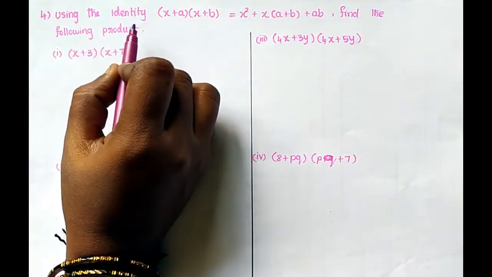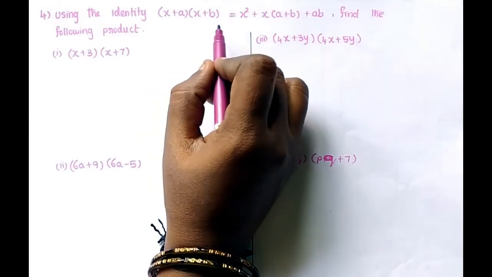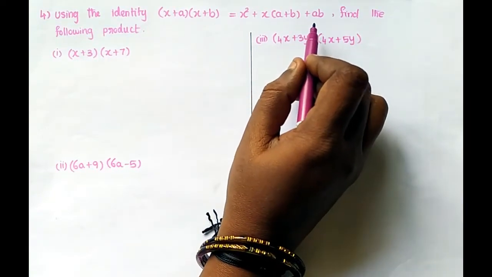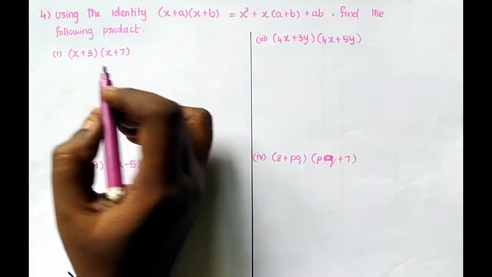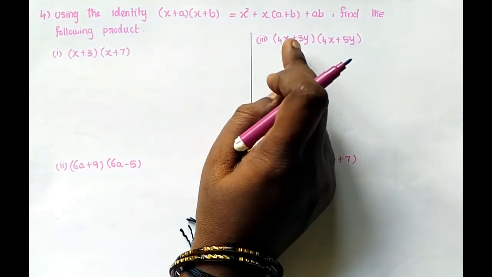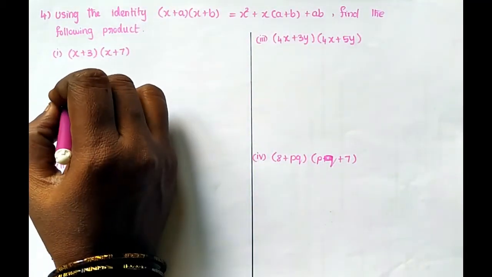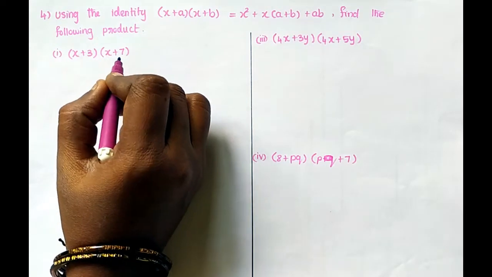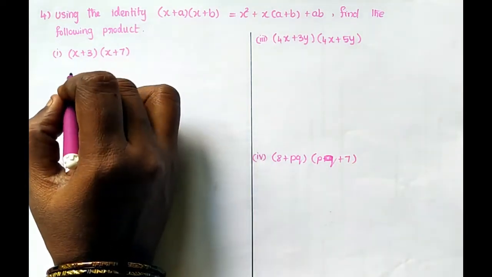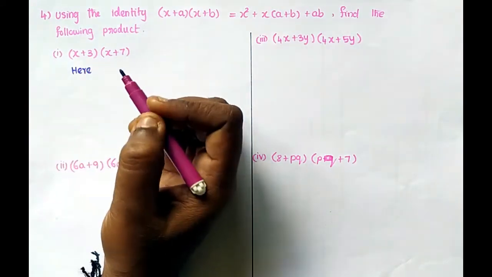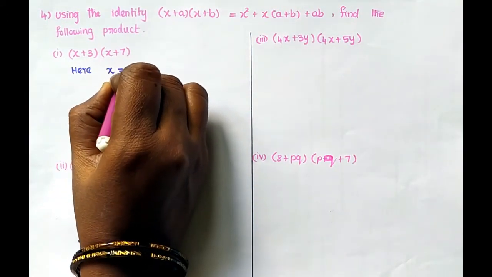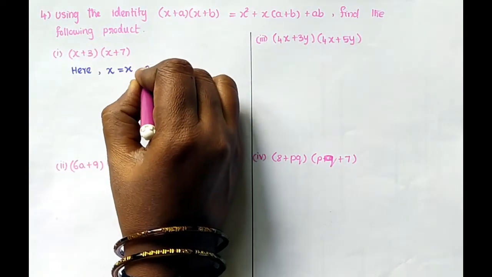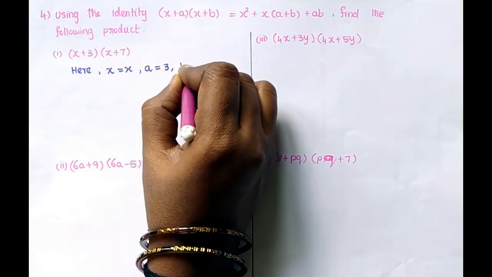Fourth sum, using the identity x plus a into x plus b is equal to x squared plus x into a plus b plus ab, find the following product. Listen, they given the identity, we have to apply this formula and solve this expression. Listen, x plus 3 into x plus 7. That is the expression. Here x equal to x only, right? Next, a equal to 3, b equal to 7.